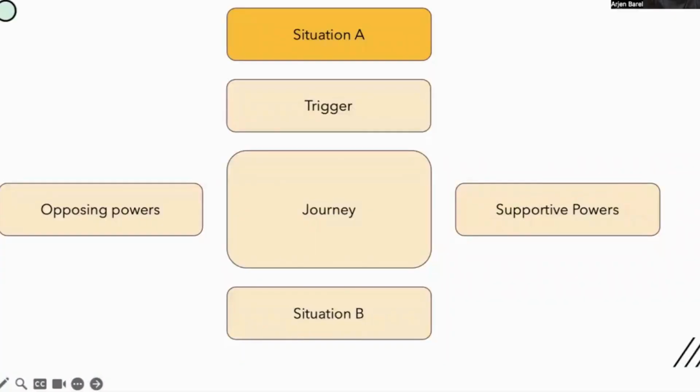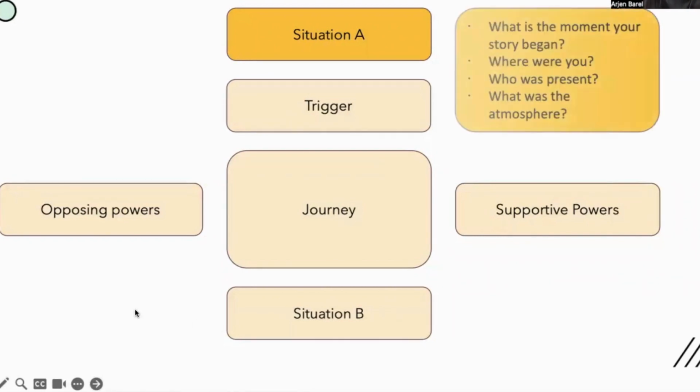Anyway, in order to use this structure, it's also possible to ask some questions for every element, every phase in the structure. You might still recognize the different phases. That's what I just explained to you. Then you can invite the participants to really write down, to describe situation A, to describe the trigger, to describe the journey, so the supportive and the opposing powers, and situation B, using, for example, these questions. What was the moment your story began? Who was with you? These questions are really meant to get the participants really into the story.